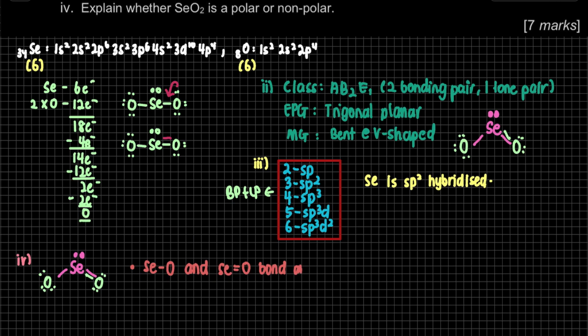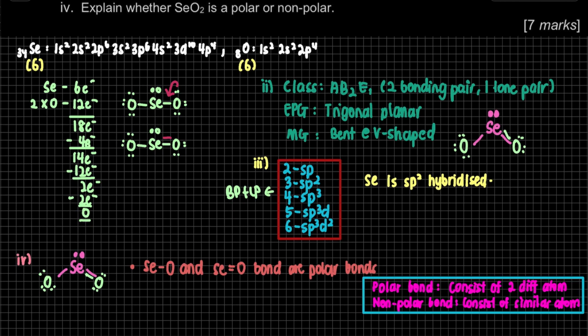Why do we mention it as a polar bond? Because a polar bond consists of two different atoms, while a non-polar bond consists of similar atoms. If this bond has two different atoms, that is what we call a polar bond. For example, if I have oxygen, this bond consists of two similar atoms, so this is a non-polar bond. The same goes for nitrogen, this is a non-polar bond.